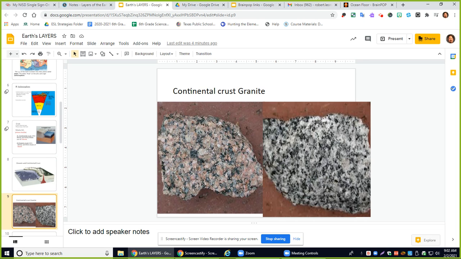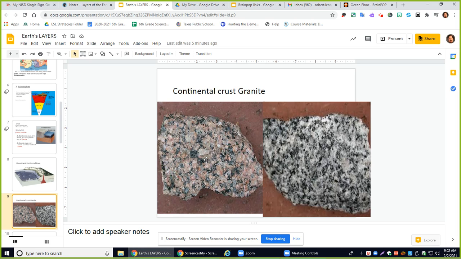This is a picture of granite. It is what continental crust is made out of. Are y'all familiar with granite? Where do y'all know granite from? Anybody? Justin? You're not familiar with the word granite? Yeah, exactly, Corey. Tabletops, right? Countertops.